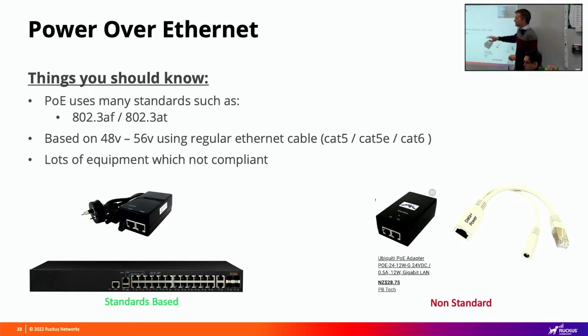So standards-based PoE is based on a range from 48 to 56 volts. The reason it's a range is because if I start transmitting 56 volts at the source, by the time it gets down 100 meters of Cat5 or Cat6 cable, it's probably not going to be 56 when it gets to the other end. But it should be above 48 when it gets to the other end. This is designed to go over a standard Cat cable, from Cat5 all the way up to Cat7 now.